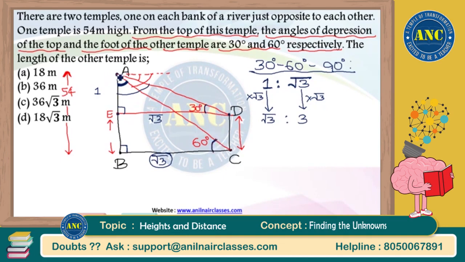Opposite to 60 is the entire AB value. According to my assumption, it is how much? It is 3 units. That means, out of total AB value being 3 units, if AE value is 1 unit, then EB should be the remaining 2. In simple language, according to my assumption, AB value is 3.